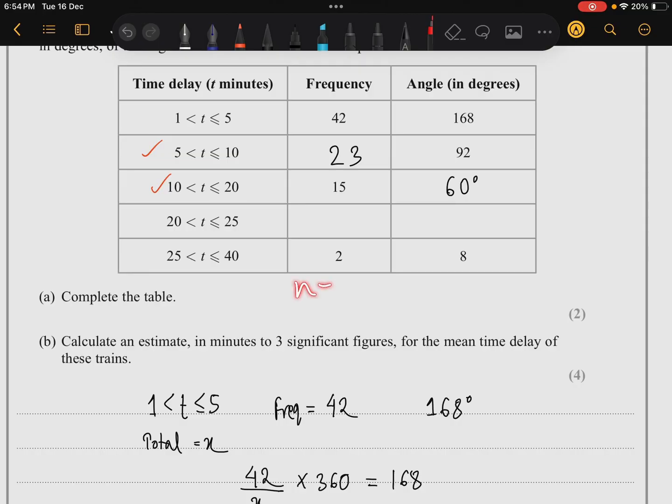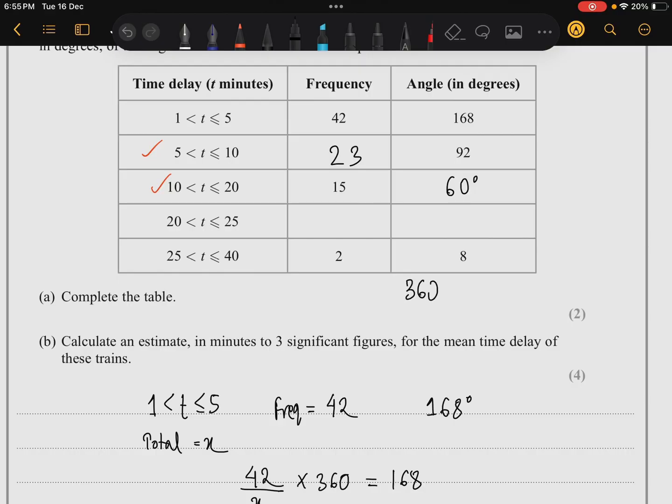You know the total number of frequencies, which is 90, right? So what you can do, you can add up all these frequencies and subtract from 90 to get the missing piece of information here. Or you can go the other way, which is by subtracting all these angles from 360 degrees to get this missing angle. So you can do either way. I'm going to go for the angle one.